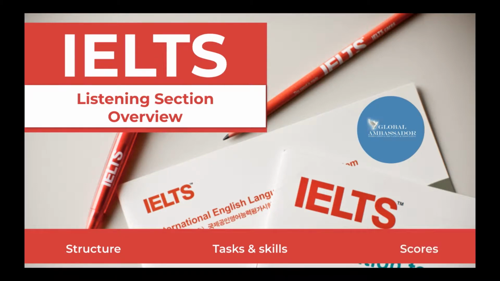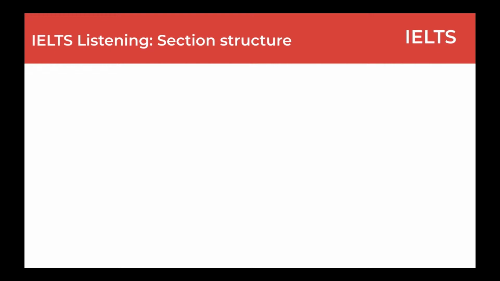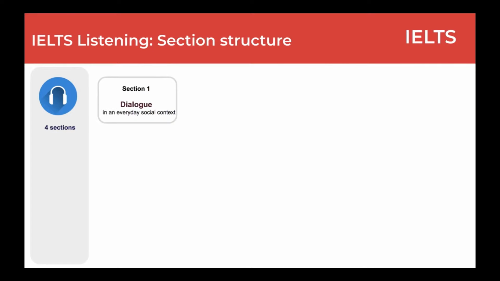Okay, so let's begin with the section structure. The listening section is the first section that you will encounter on your IELTS exam, and it consists of 4 sections. So the first section is a fairly short dialogue on an everyday social issue. And the second one is a monologue, which is a bit more extensive, and it also covers everyday social and work contexts.